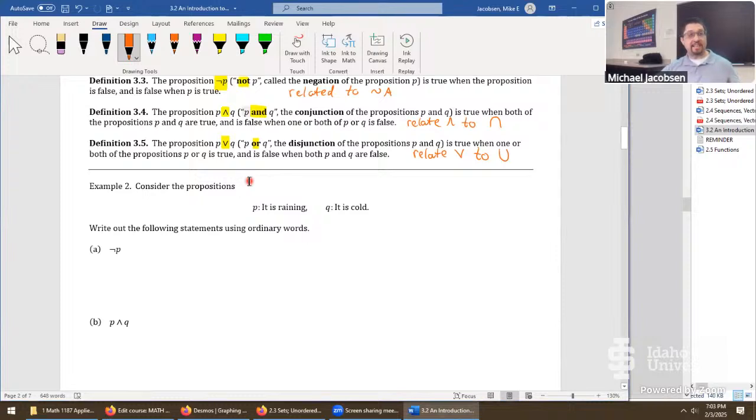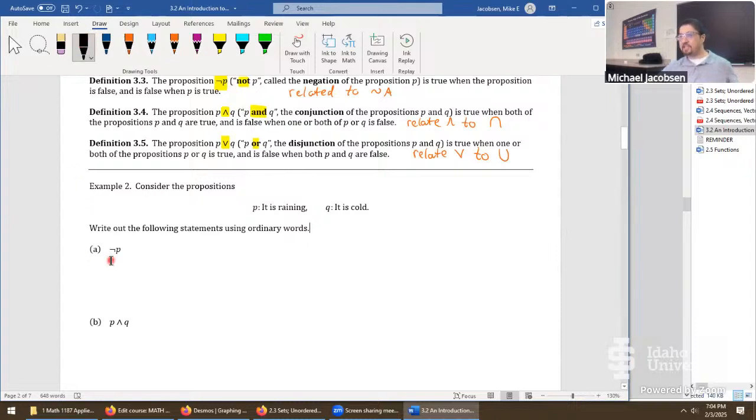Well, there's the next step in that process. We have 2 propositions. It is raining, that's a statement you can assign true or false. Same with it is cold, so that makes them definitely 2 propositions. And we want to start connecting these with our operations up here. But all we're doing is writing out what this would say using ordinary words.